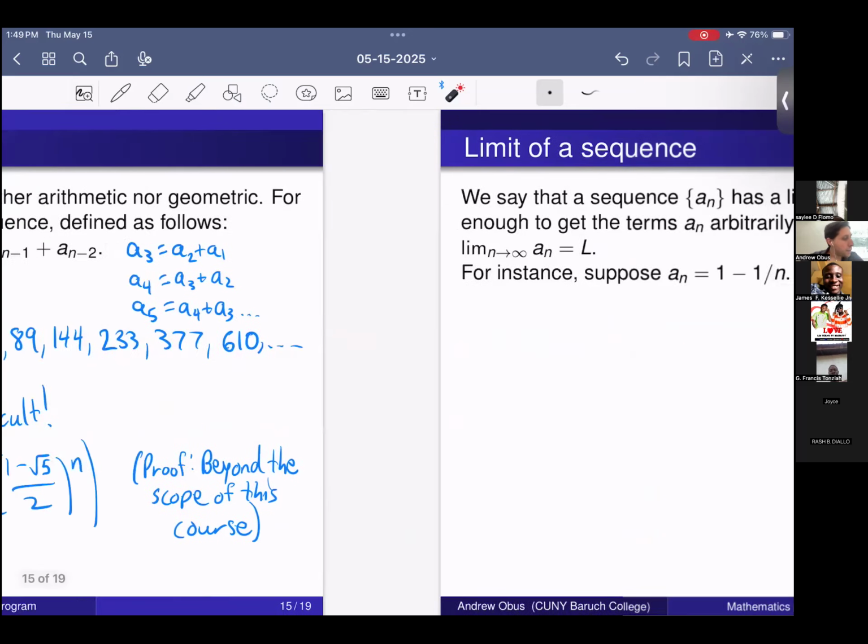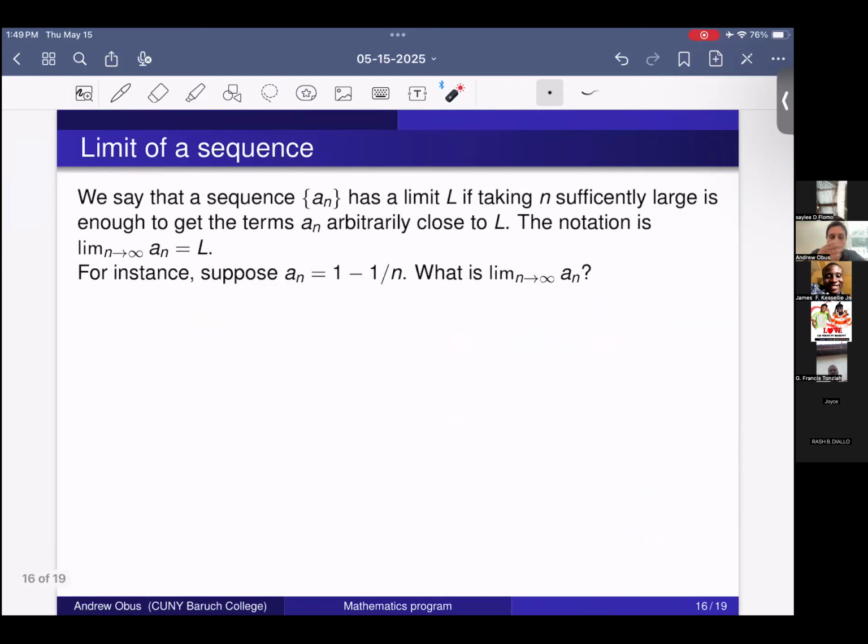Okay. So in calculus, again, you're often going to be talking about limits. Limits of sequences are going to be important for the last thing that we're going to do in class, which is when we talk about what's called a Taylor series or a Maclaurin series. So the limit of a sequence, well, we say that a sequence has a limit L if taking n sufficiently large is enough to get the terms a_n arbitrarily close to L. And so we write this as our formula. We say that the limit as n approaches infinity of a_n is equal to L.